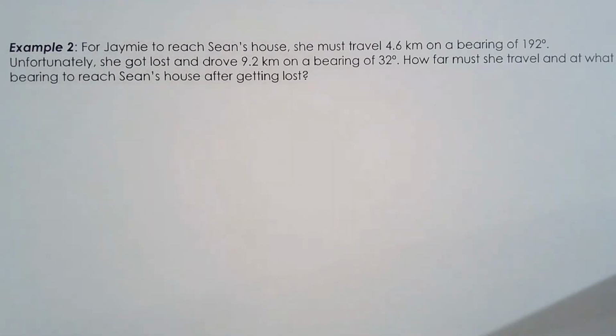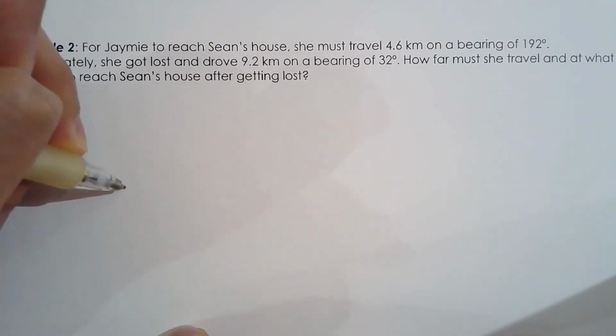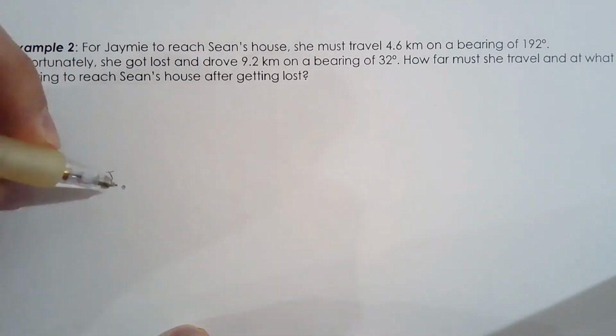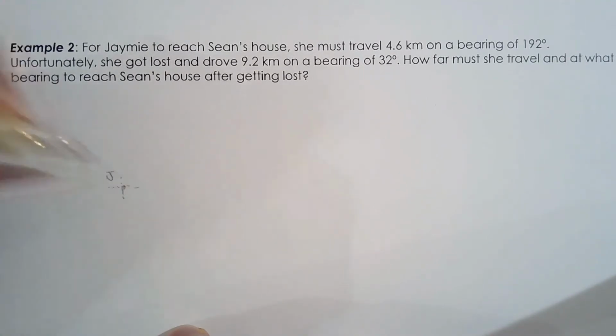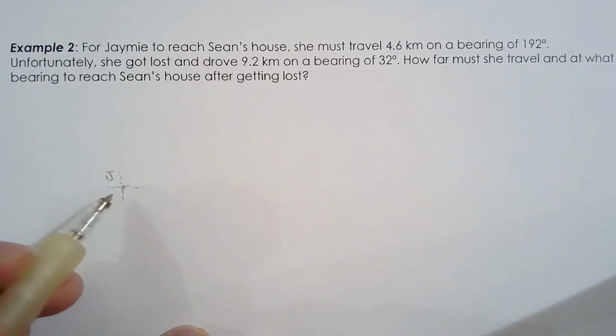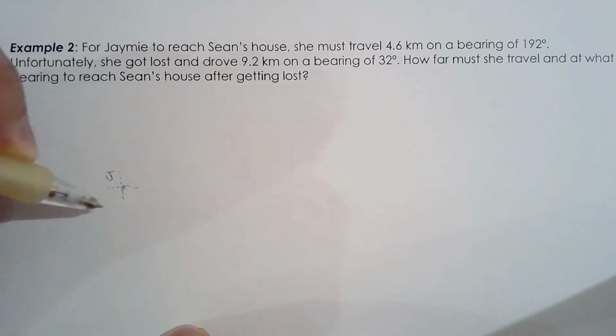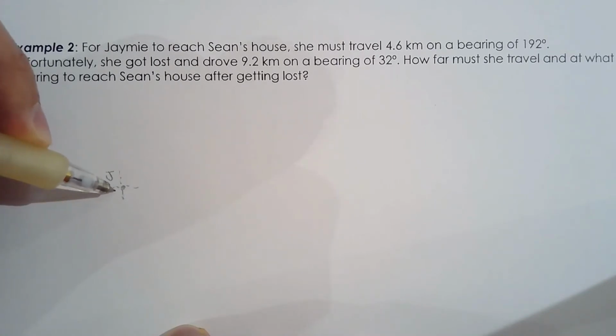Okay, so first thing we must do is to draw a nice little diagram to represent the problem. So let's say Jamie's here, and she's supposed to travel on a bearing of 192 degrees to get to Sean's house. So 192 degrees means you're not going south, but a little bit southwest. Not exactly southwest, but 12 degrees more, because 192 is 180 plus 12 degrees.